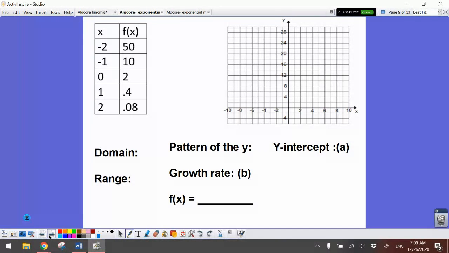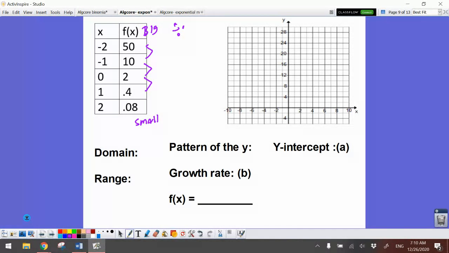So what is happening in our table? Really, the only side we care about is the y value. So that's this side. What is happening from 50 to 10, from 10 to 2, from 2 to 0.4? First of all, the thing that I notice is that this is big up here and this is small. So I know it has to be a division pattern.